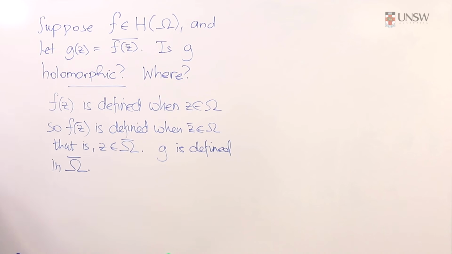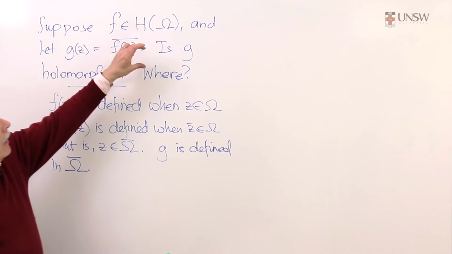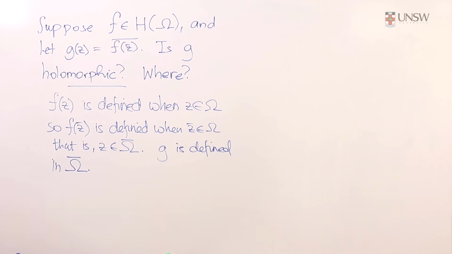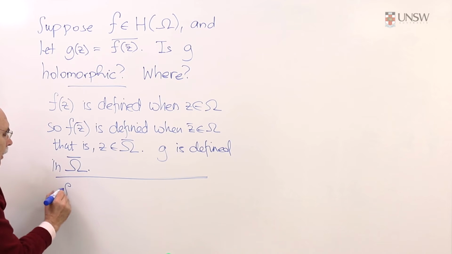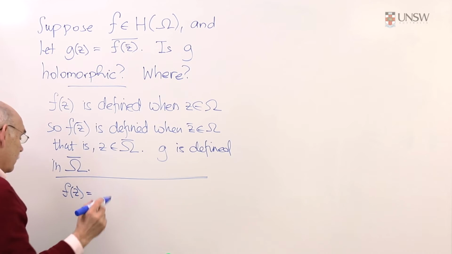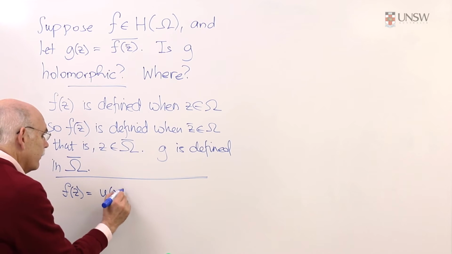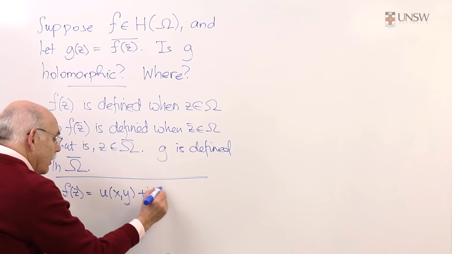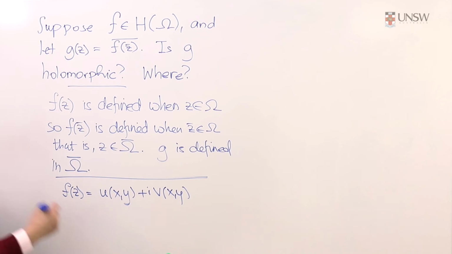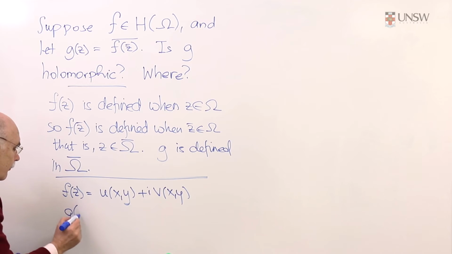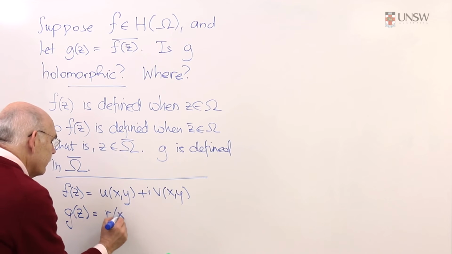Now, the question is, is g holomorphic? And the standard way of working out whether g is holomorphic or not is to see whether the Cauchy-Riemann equations are satisfied. So here, let's write, as usual, f of z is equal to u of x y plus i times v of x y, when z is equal to x plus iy. Now we'll have to do the same for g, but we'd better not use the letters u and v, so let's use the letters r and s.